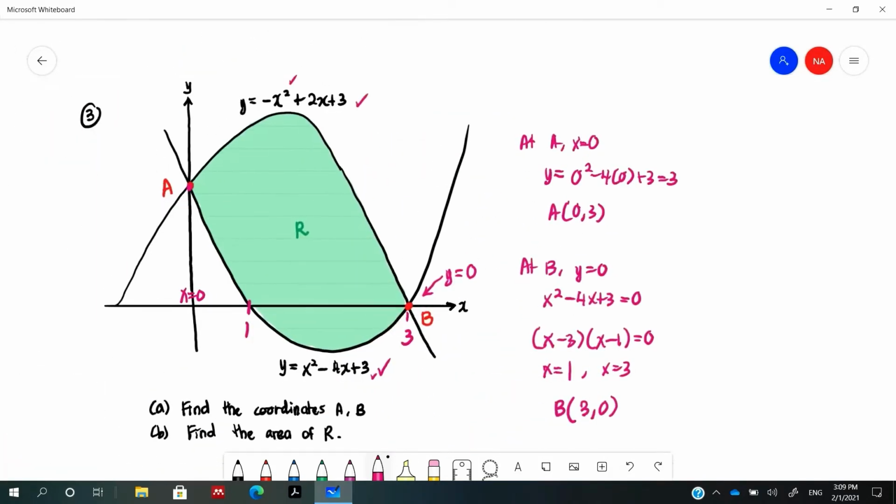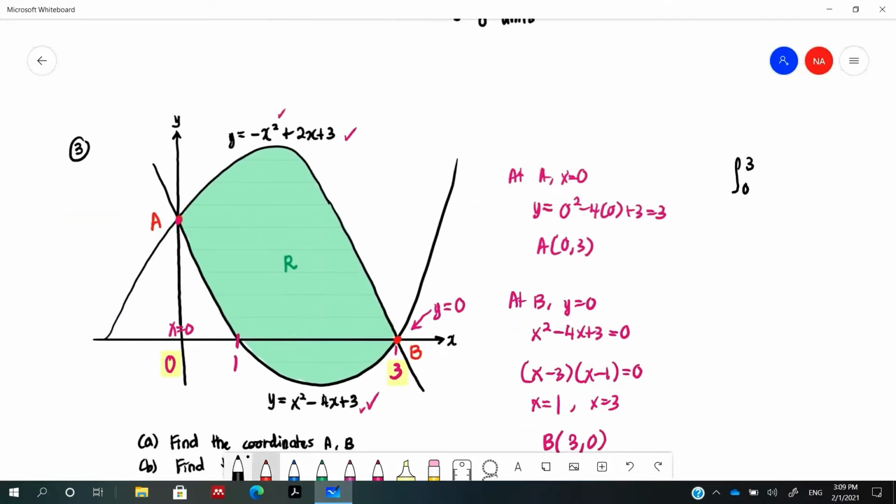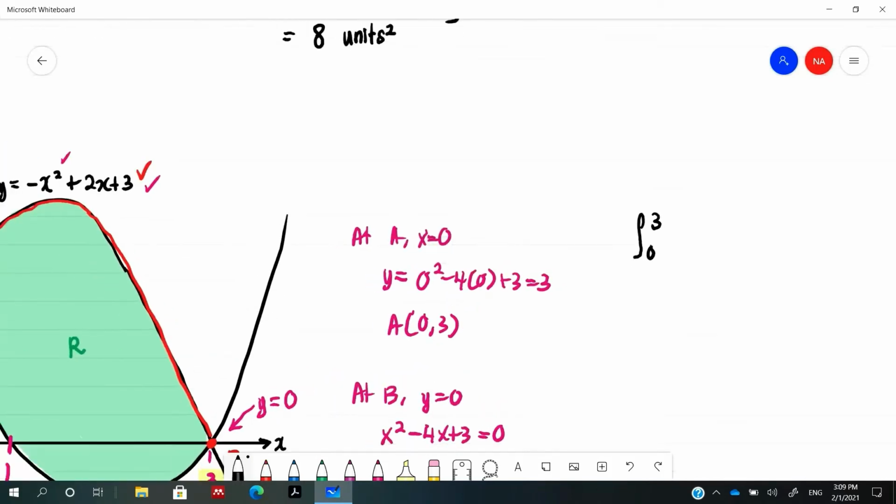So we note that the area is bounded from 0 until 3, right? So from 0 until 3 here. All right, so you have to integrate that from 0 until 3. The function at the top is of course this one, because that curve is given by negative x squared plus 2x plus 3. All right, so you have to write negative x squared plus 2x plus 3.